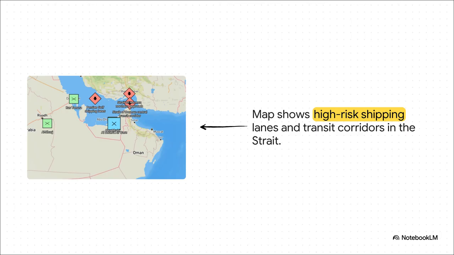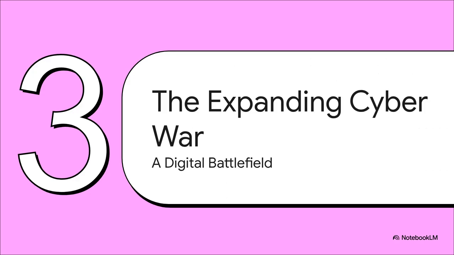You can see the high-risk shipping lanes where these tactics are playing out. We're talking about naval harassment, drone surveillance, things that create significant friction and insurance risks for commercial shipping, all without a full-blown blockade. Okay, so we've covered the kinetic and the maritime.